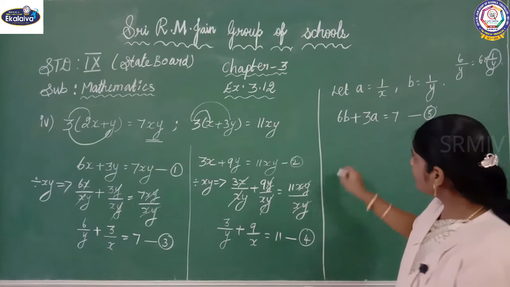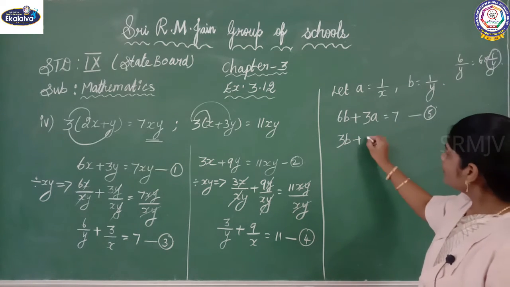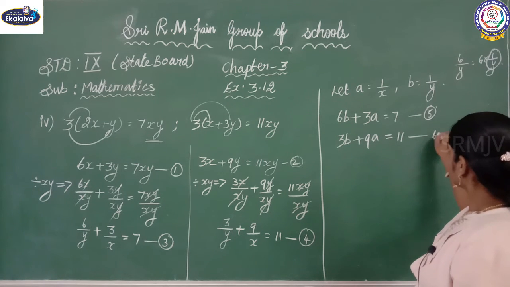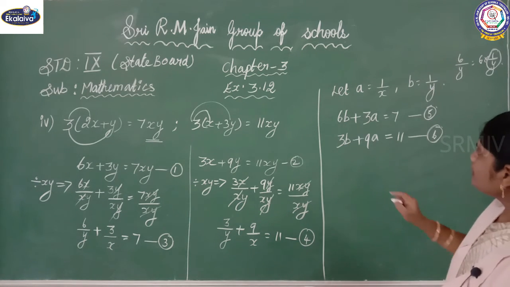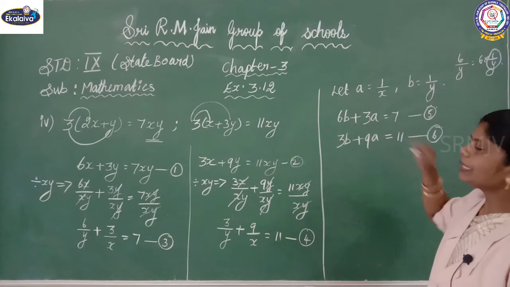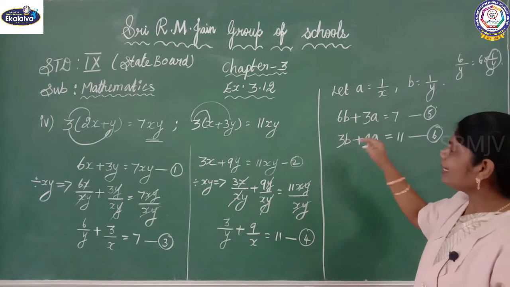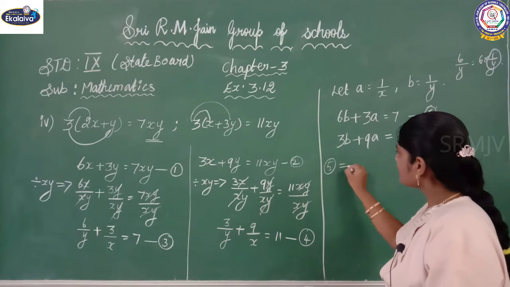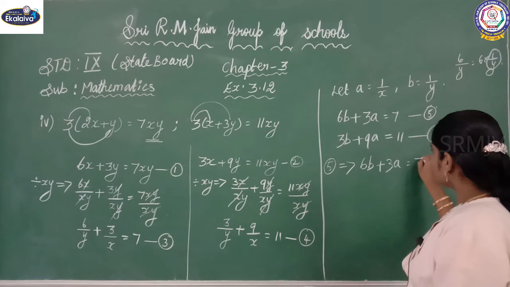And the fourth equation implies 3b plus 9a equal to 11. So this is equation 6. Now I am going to solve these two equations. See, the coefficients 6, 3 are multiples of 3. Even here also multiples of 3. Either you can cancel a or b. So I am going to eliminate the b variable. First the fifth equation you write as it is: 6b plus 3a equal to 7.